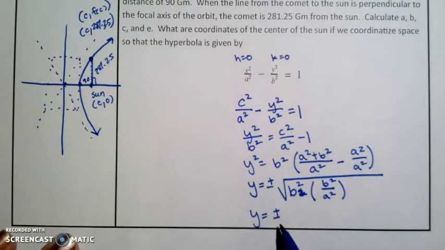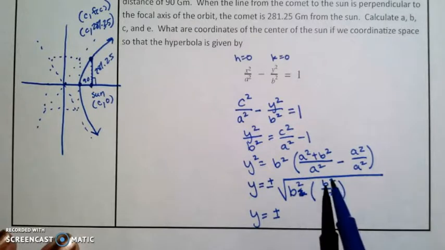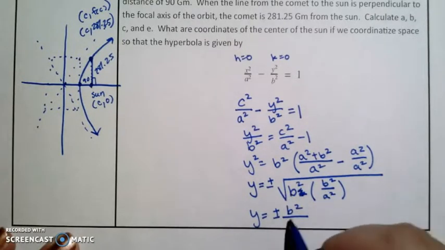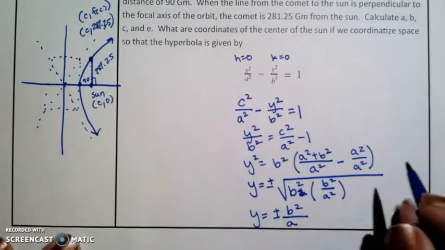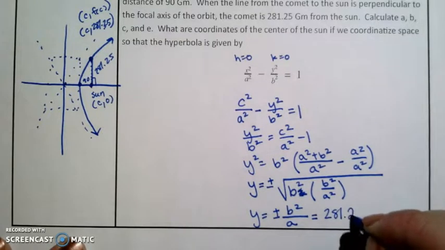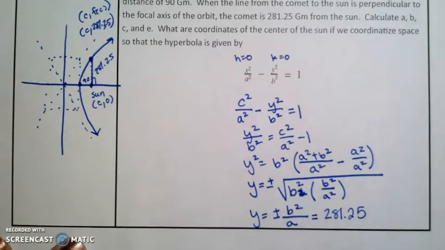Y equals plus or minus the square root of b squared times b squared is b squared, divided by the square root of a squared, which is a. And this equals 281.25. So what that means is that b squared equals 281.25 times a.